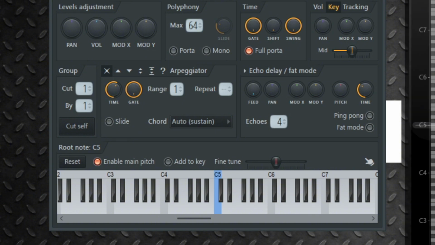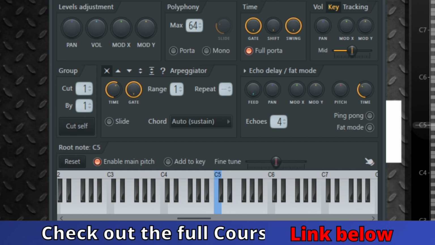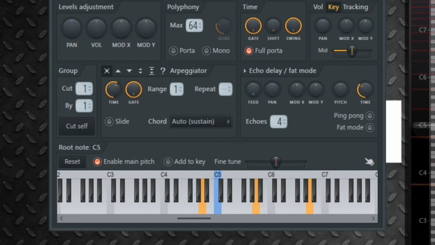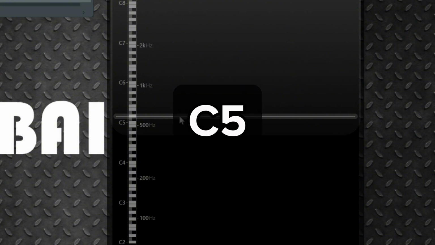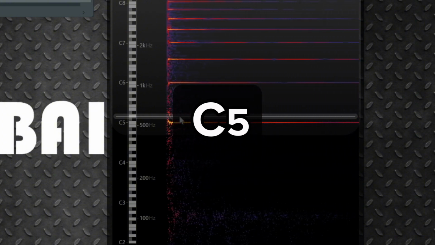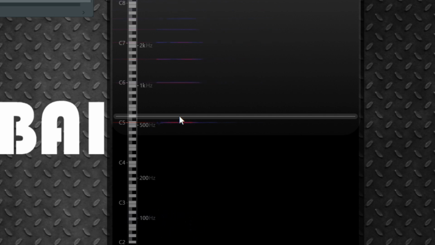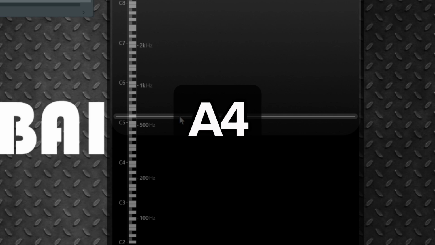Therefore, these 2 notes have the same name, but in different octaves. To differentiate the octaves, a number is usually placed next to the letter. For example, the central note of the keyboard is C5. And the note corresponding to the frequency of 440 Hz is A4.